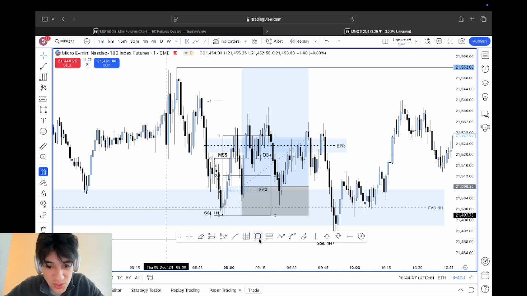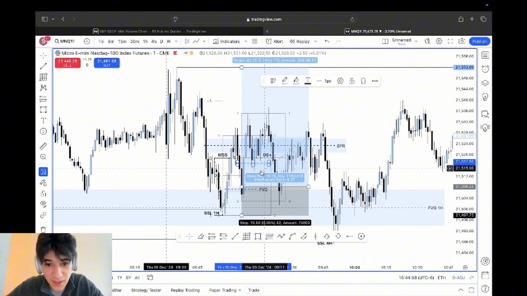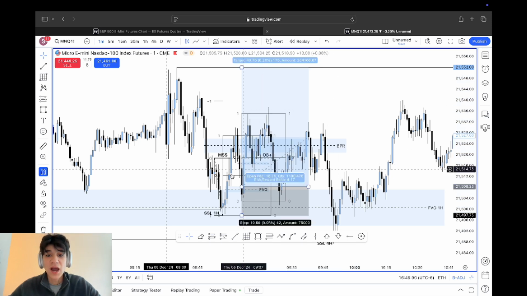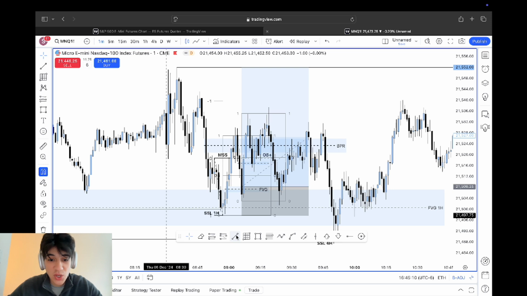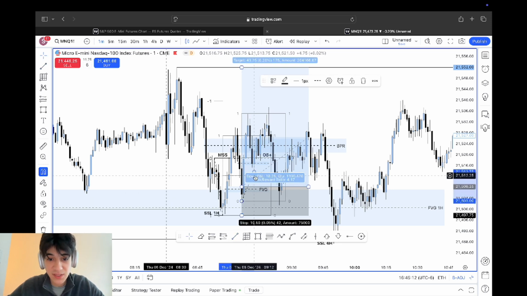And then we can also see, if we take equilibrium of this range in discount, there's also a little tiny BPR right here that price respects. So I liked this still. I still liked price whenever it came down and respected this. And then once it came into here, I was like, okay. And then it also formed a SMT.